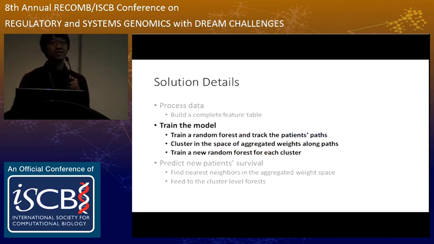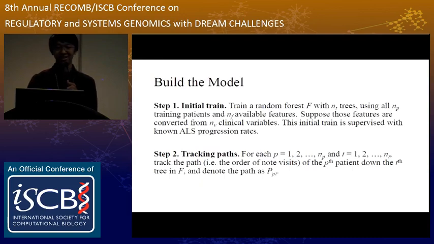Okay, so now the data is ready, and let's go to the model, and here some mathematics comes in. I like to define that very precisely. There are several steps for building the model. First is the initial training. We train a random forest denoted as F with NT trees, where NT is the number of trees, NP is the number of patients, NF is the number of features, and NV is the number of variables.